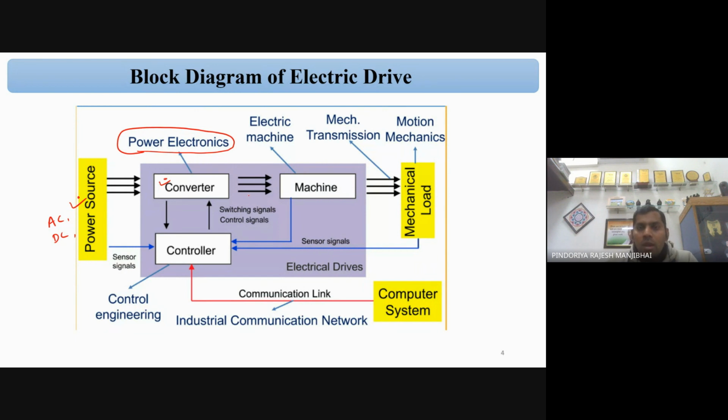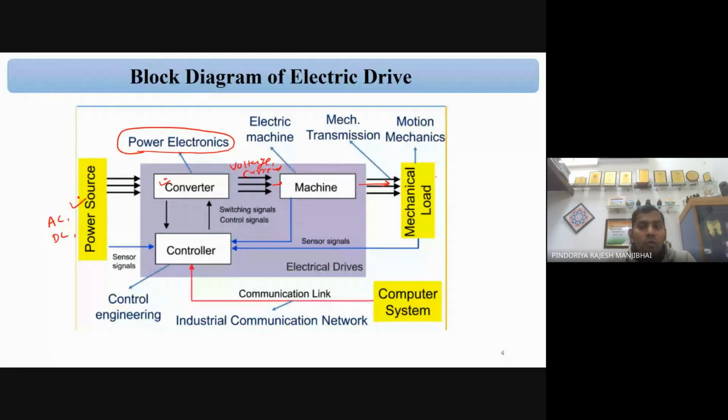This power electronics converter can control the voltage, or the current, and that controllable voltage and current is directly fed to the machine. The machine may be a motor or a generator, maybe an AC or DC motor. This machine is connected to our load, and that is a mechanical load.